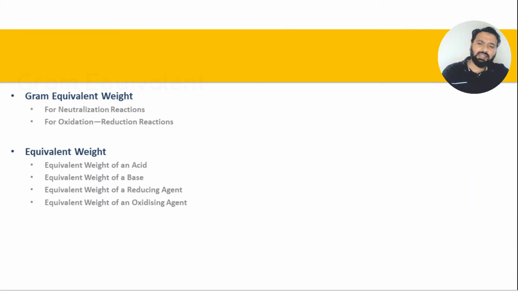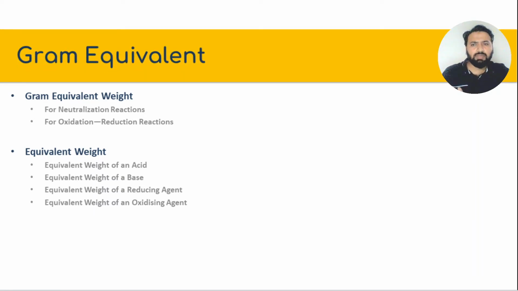Now moving to the next, the gram equivalent. This gram equivalent is basically of 2 types. Actually, this is part of equivalent. So there are two parts: one is the gram equivalent and second is the equivalent weight. One is broadly known as the gram equivalent weight, GEW, and second is EW, that is equivalent weight. We will discuss in detail in the coming lectures.